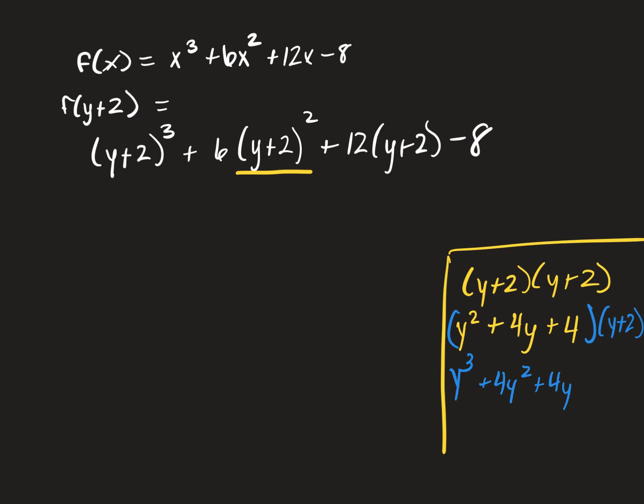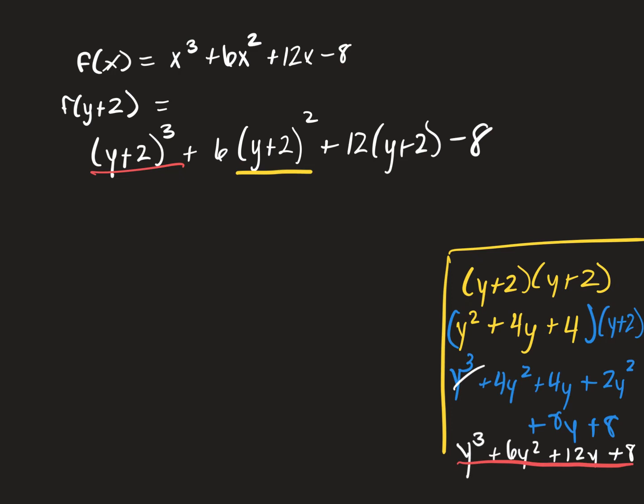So then I'm going to get 2y squared and then 8y and 8. So then I'm going to combine my like terms together, which gives me a y cubed. 4y squared and 2y squared is 6y squared. 8y and 4y is 12y, and then that plus 8. So that's going to become this piece here.